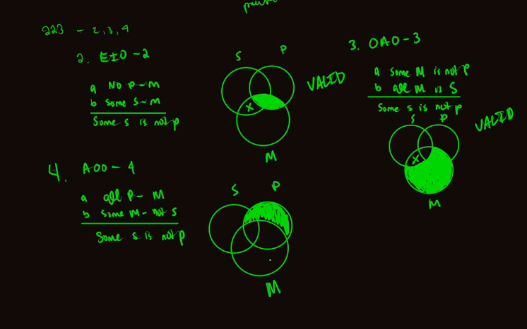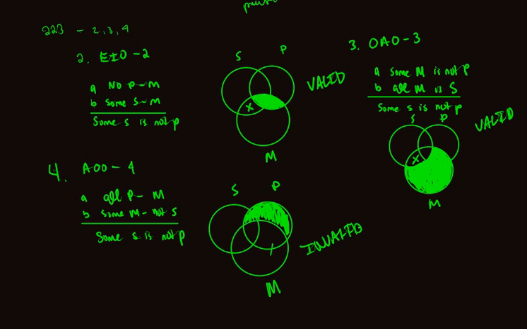Wow, so I can draw this over here, or I can draw this over here, and I don't know where it goes, so what do I do? I put it on the line. Some M is not an S. All right, so what does that mean? The conclusion is some S is not P. Well, this is going to be invalid, because you can see by the diagram that some S is not P does not follow from the picture.